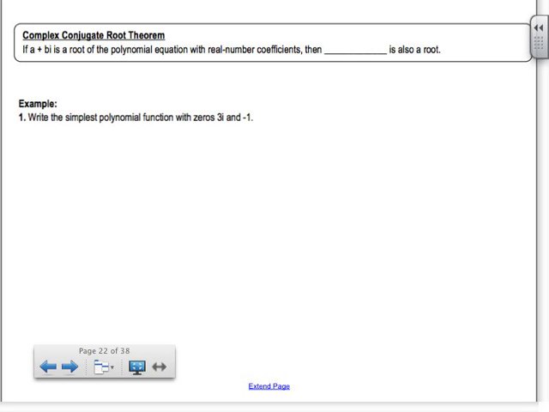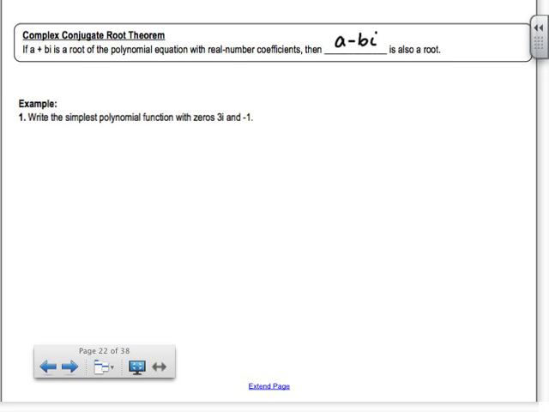All right, so the complex conjugate root theorem says if a plus bi is a root of a polynomial, so if it's one of your solutions, then a minus bi is also going to be a solution. So imaginary solutions go in pairs. Real numbers don't. If I have the answer 2, I don't necessarily have to have negative 2 as an answer as well. But imaginary numbers always go in pairs. So if I have 3 plus 2i, I'm going to have 3 minus 2i as well.